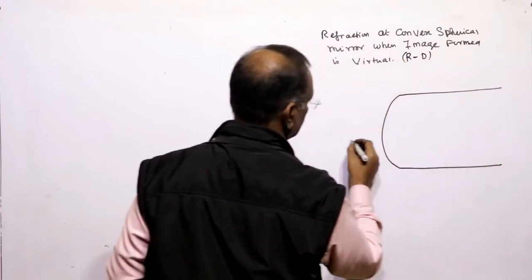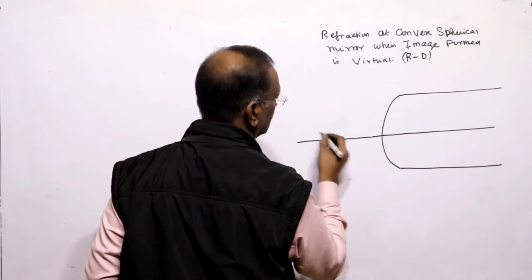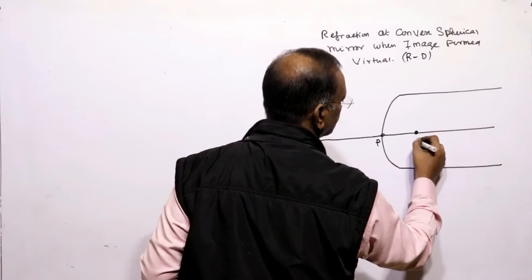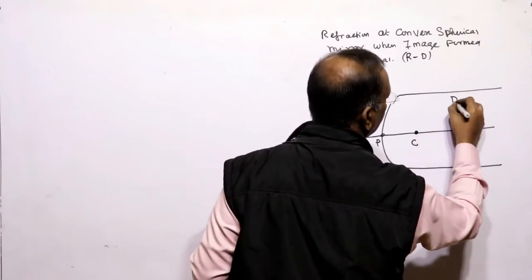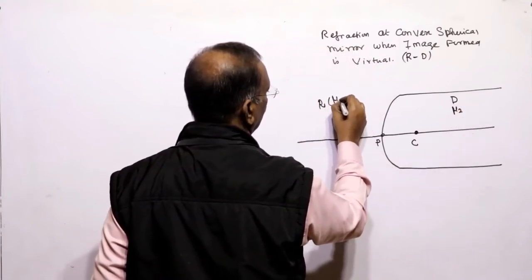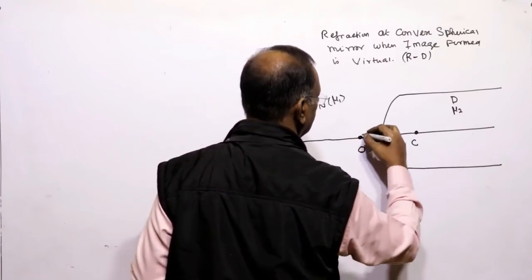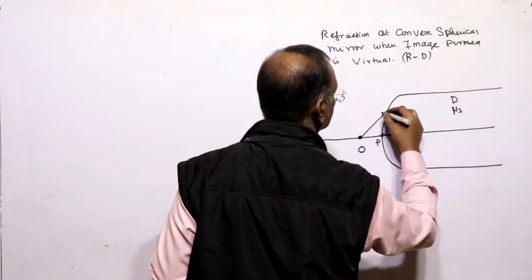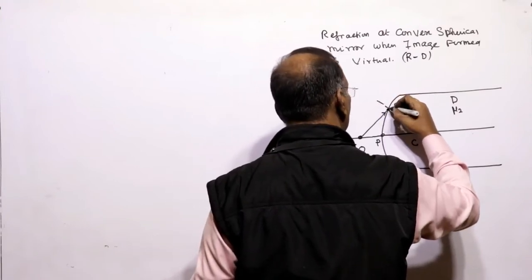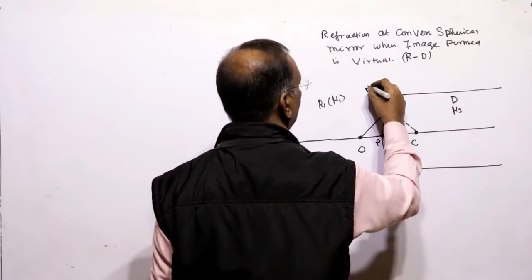There is a principal axis. This is the pole. The center of curvature for this will be somewhere here. So this is a denser medium, mu2. This is the rarer medium, refractive index 1. So if you are keeping the object here, a ray will go like this, and the normal at this point of incidence will be drawn from that point of incidence to the center of curvature. So this is the normal.